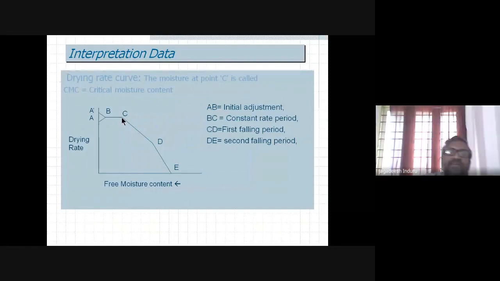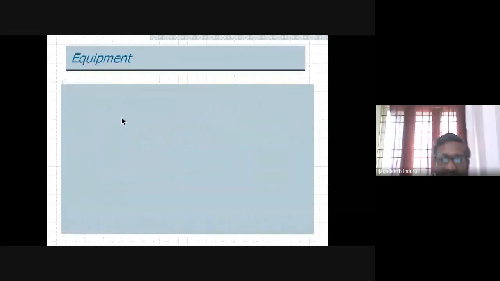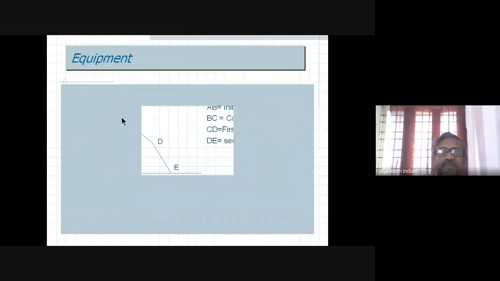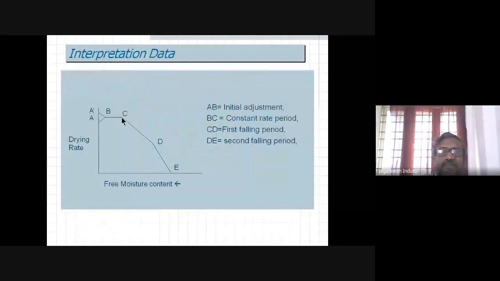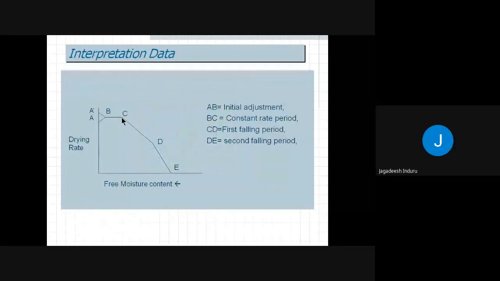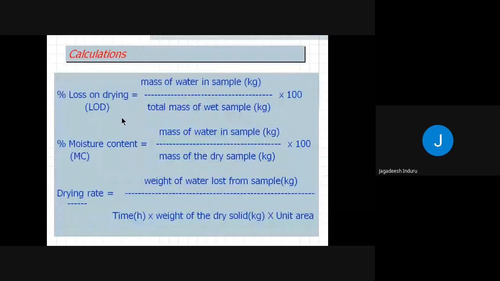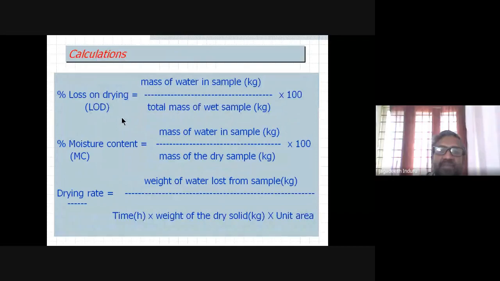We will see later. Now we will go back and see the definitions of some of the things which we need to see. First, loss on drying. Loss on drying is the mass of water present in the sample in kg divided by the total mass of the wet sample. Wet sample means water and dry solid both together. Multiplying by 100, you will get the percent loss on drying.